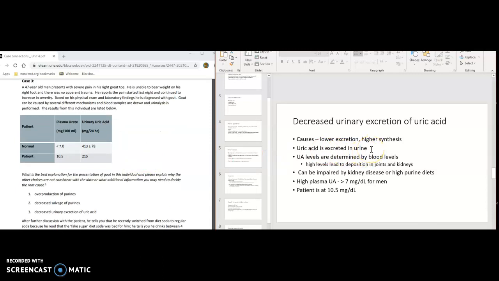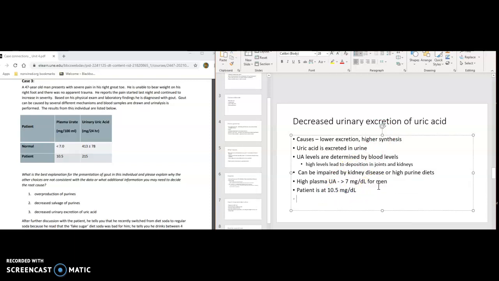So after evaluating the patient's tests, he is a part of the 90%, which means he has an increased production and decreased clearance. We know this because a normal level for men is 7 milligrams per deciliter of uric acid in the blood, and the patient is up 3.5 milligrams, which is the value here. He's actually at 10 milligrams per deciliter.